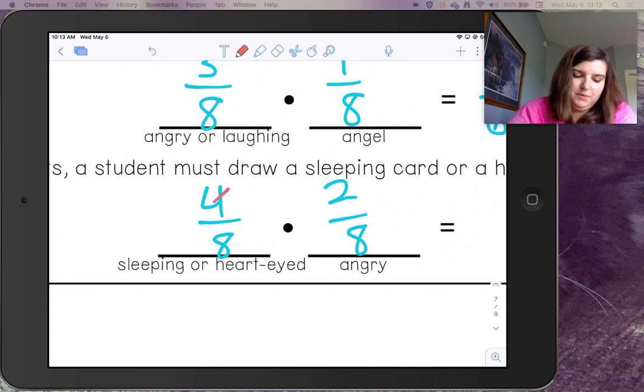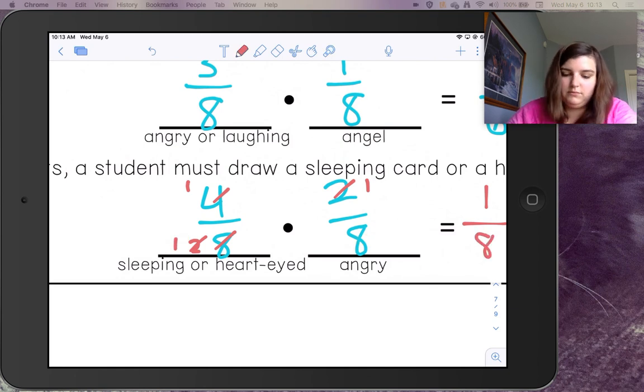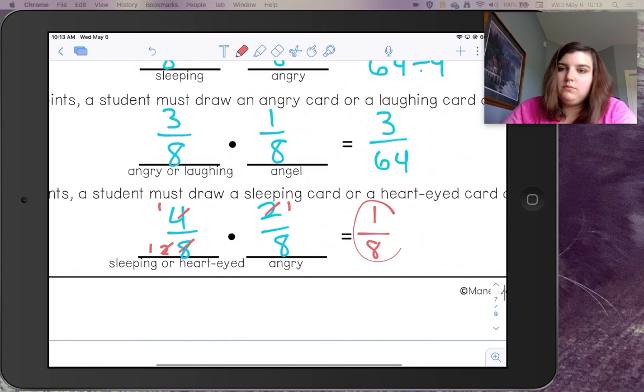So I'll show that both of those, 4 and 8, can both be divided by 4. That's 1/2. And then I've got a 2 and a 2. 2 and 2 can both be divided by 2. That's 1 and 1. So now when I multiply across, I've got 1 times 1 is 1, and 1 times 8 is 8. Otherwise, that would be 8 over 64, and you'd reduce it to 1/8.